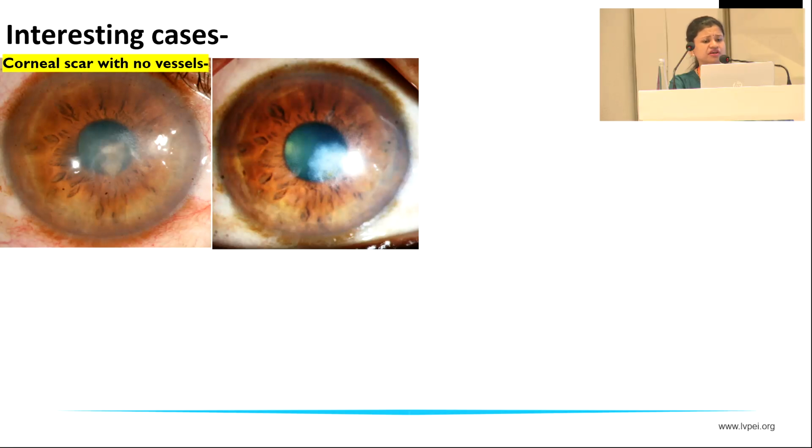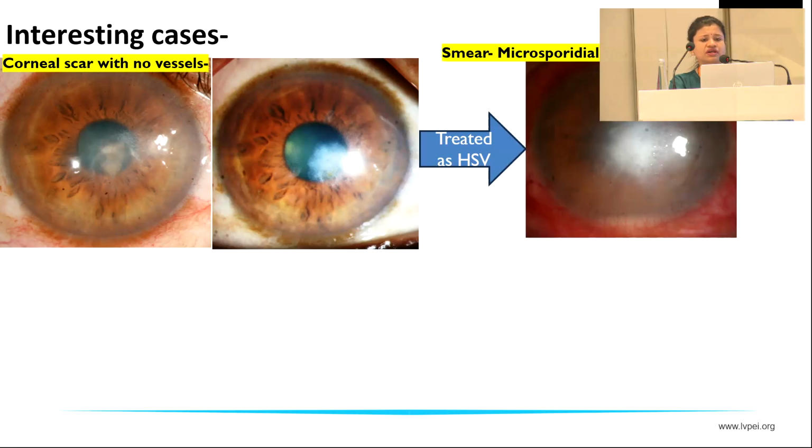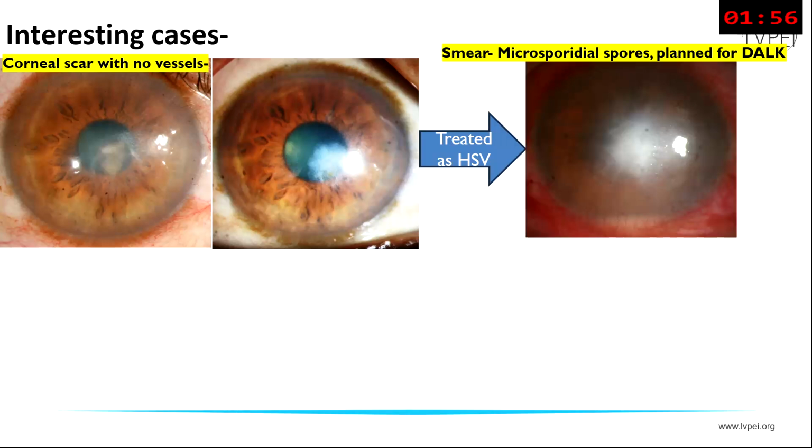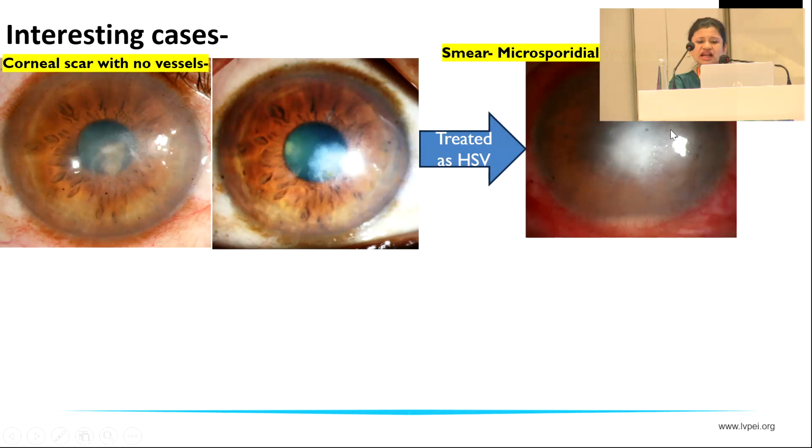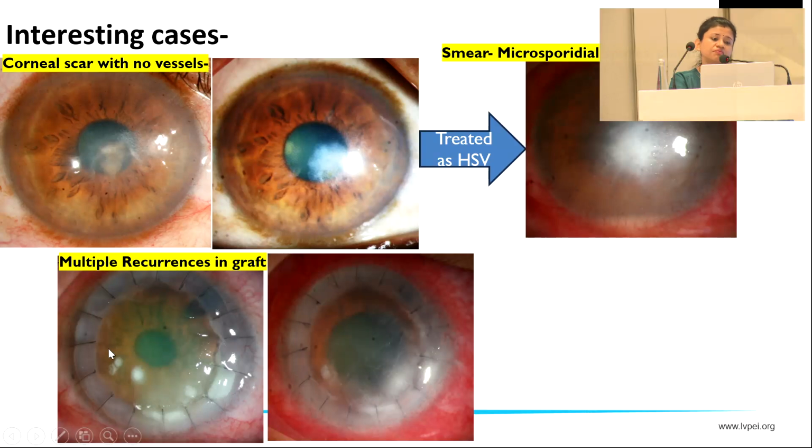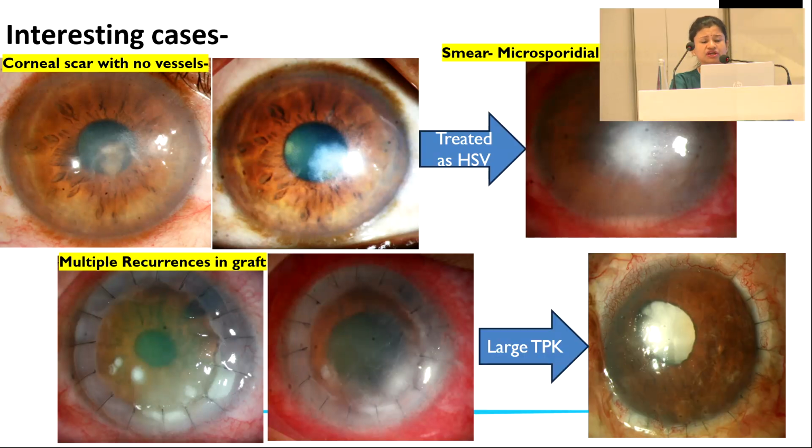This is an interesting case where the patient had been treated for 2 years as HSV keratitis with oral acyclovir and steroid, and came with a suppurative inflammation where the smear examination revealed microsporidial spores. DALK was done because it was involving just the anterior two-thirds of the stroma, but the patient ended up with multiple graft recurrences, ultimately ending with a large TPK. So therapeutic PK is still the preferred treatment for this kind of cases.